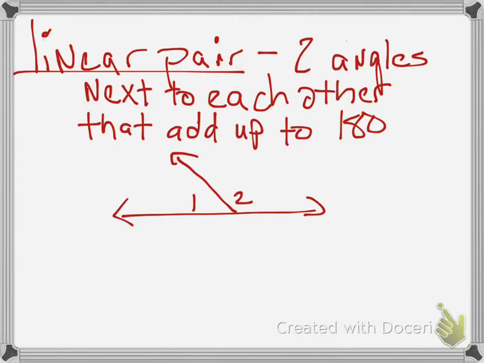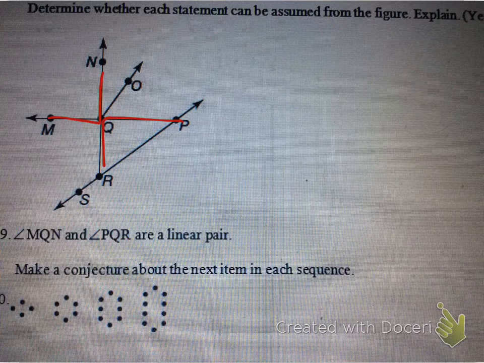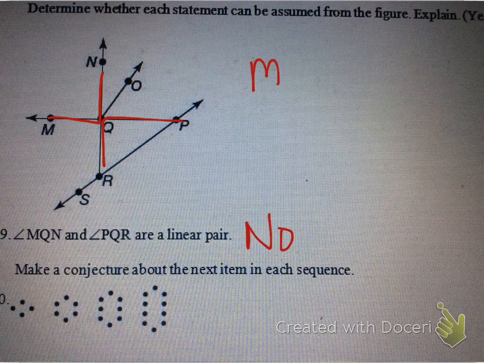Something else to add to your note sheet. Linear pairs: two angles next to each other that add up to 180. So when I look at this one and go back here, if I want to see if it's a linear pair, I see MQN, that's this one right here, and PQR, that's that one right there, and they are not next to each other. They're kind of opposite of each other. Those are actually vertical angles. So this one is a no, they're not a linear pair.